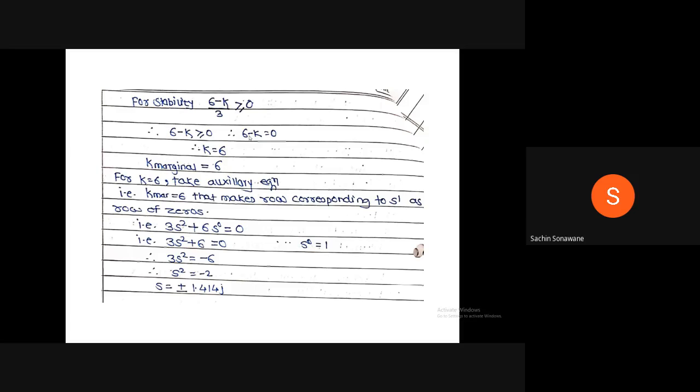Take the auxiliary equation, that is, k marginal is equal to 6. That makes the row corresponding to s raised to 1 a row of zeros. Therefore 3s square plus 6s raised to 0 is equal to 0. We have to substitute the value of k. Therefore 3s square plus 6 is equal to 0, 3s square is equal to minus 6, s square is equal to minus 2. Therefore s is equal to plus minus 1.414j.